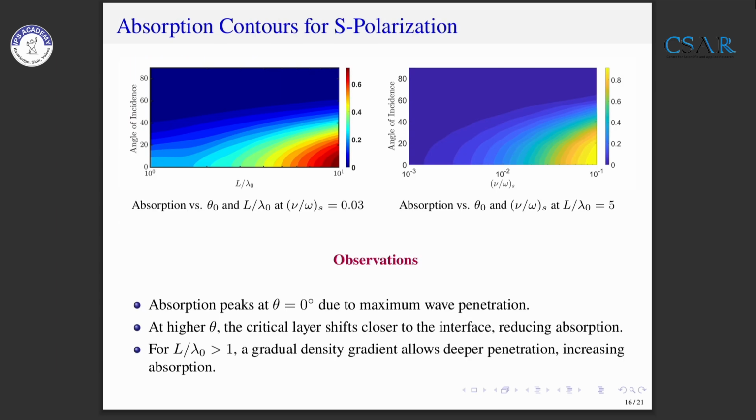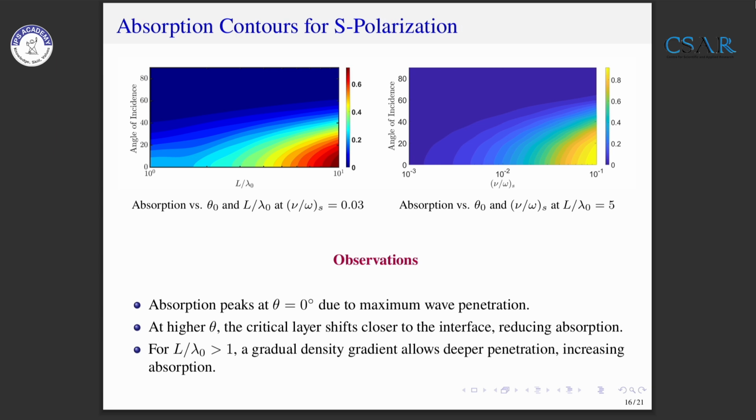Okay, this is the typical contour plot for S polarization. Here we see the same type of result. When the angle of incidence increases, absorption decreases, and when the scale length increases, absorption increases. And the second one is the collisional effect. When we increase the collision in the case of S-polarized light, the absorption increases.